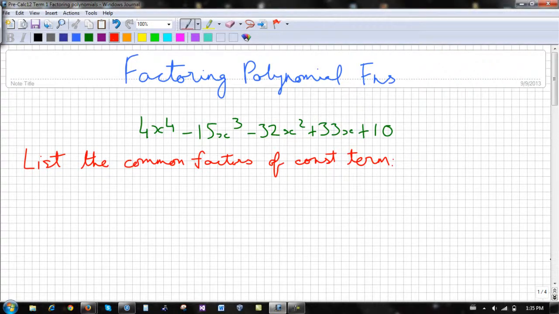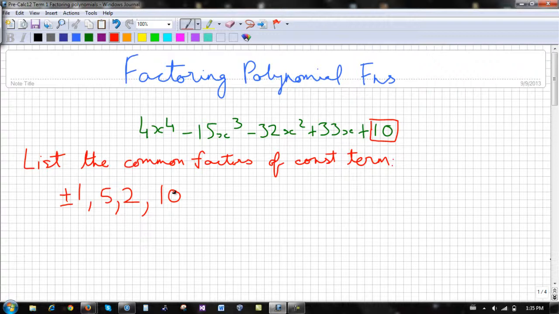So now our first step would be to list the common factors of the constant term. And our constant term is 10 in this case, right over here. So common factors of 10 are positive and negative 1, 5, 2, and 10.